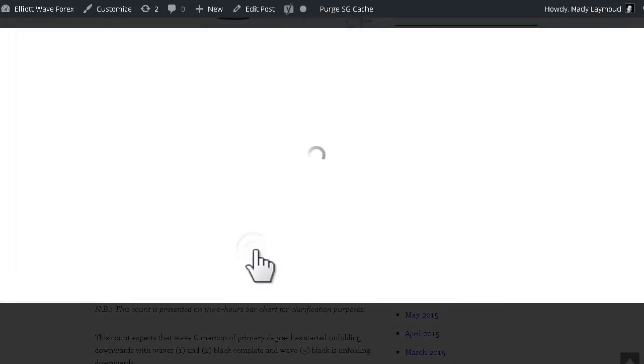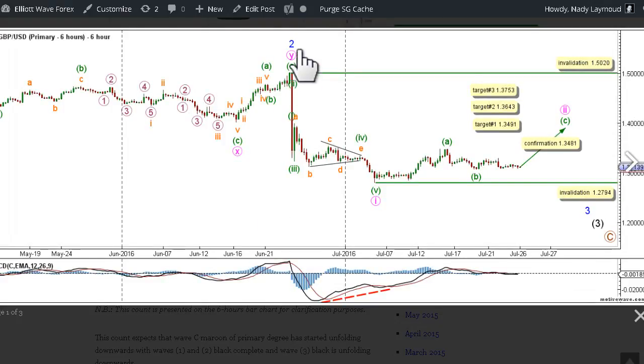the main count chart. The main count expects that wave 2 flow is complete and that wave 3 flow within wave 3 black is underway. Within wave 3 black, wave 1 pink is complete as an impulse labeled waves 1 through 5 green, with wave 4 green unfolding as a triangle labeled waves A through E orange. It's expected that wave 2 pink is unfolding upwards in a corrective manner labeled waves A, B, and C green, with waves A and B green complete, and wave C green is unfolding towards the upside.